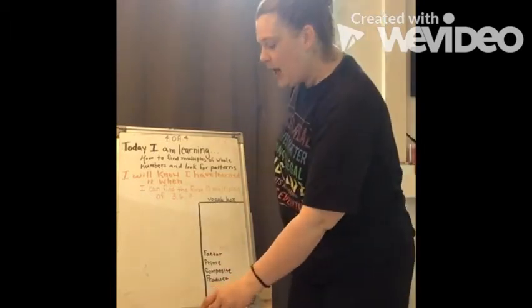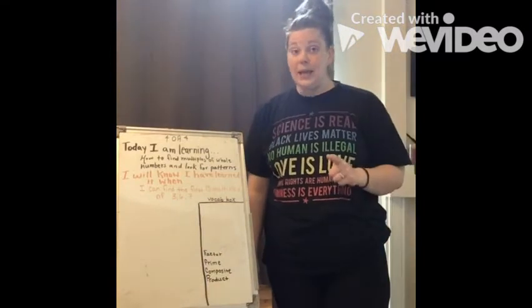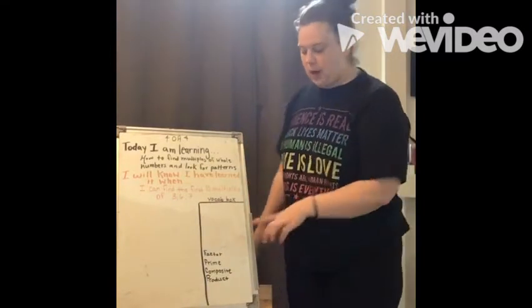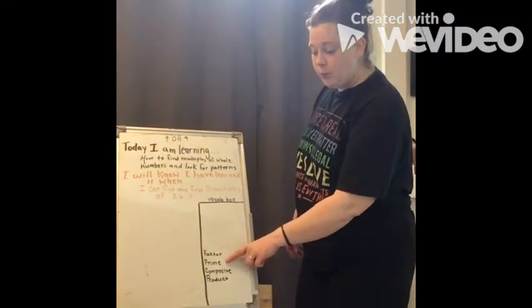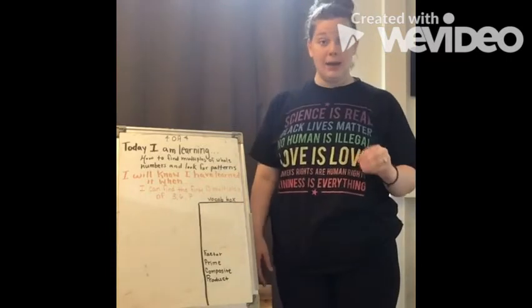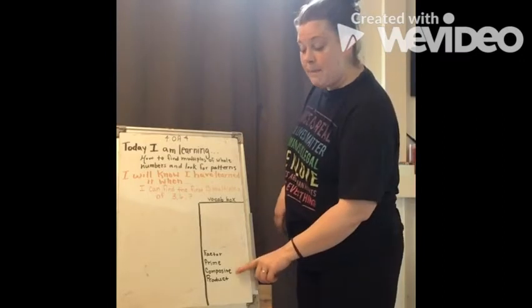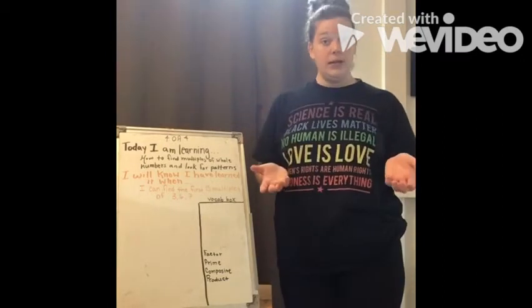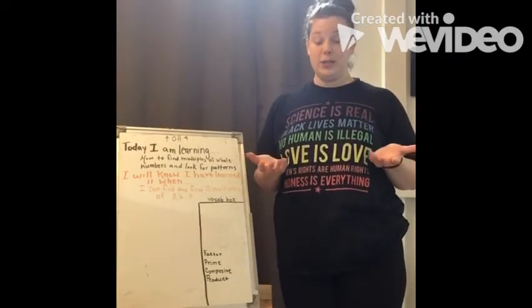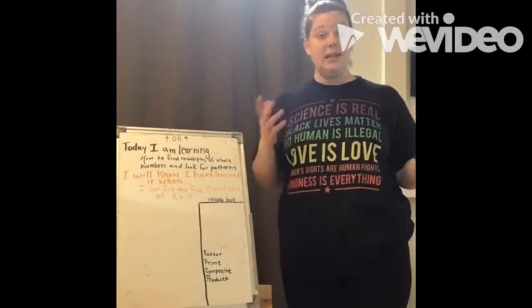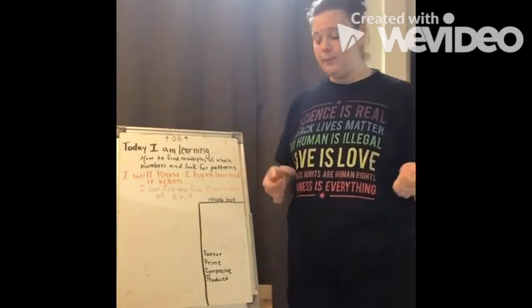A couple words we will be using today, but aren't our main ones, are factor, prime, composite, and product. If you remember, a prime number just has two factors, one and itself. Composite is a number that has multiple factors. And product is the answer to a multiplication problem.